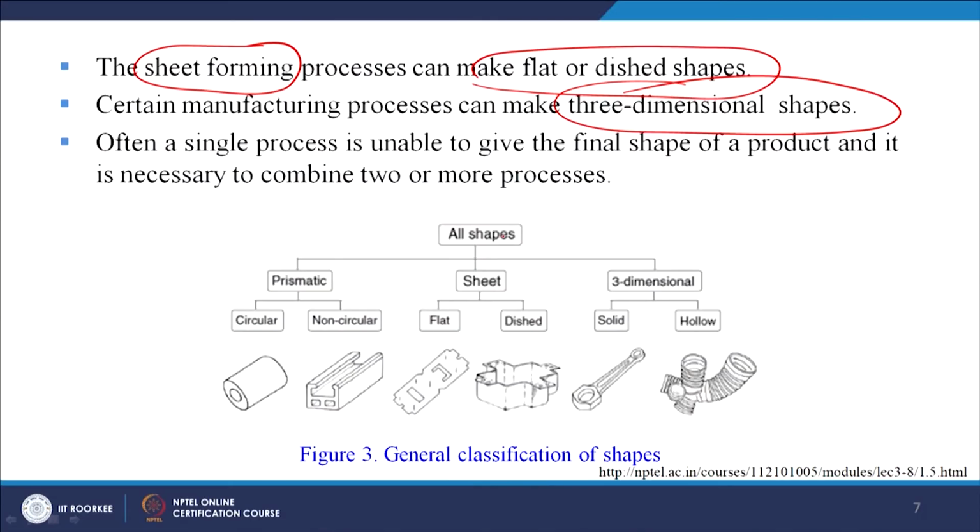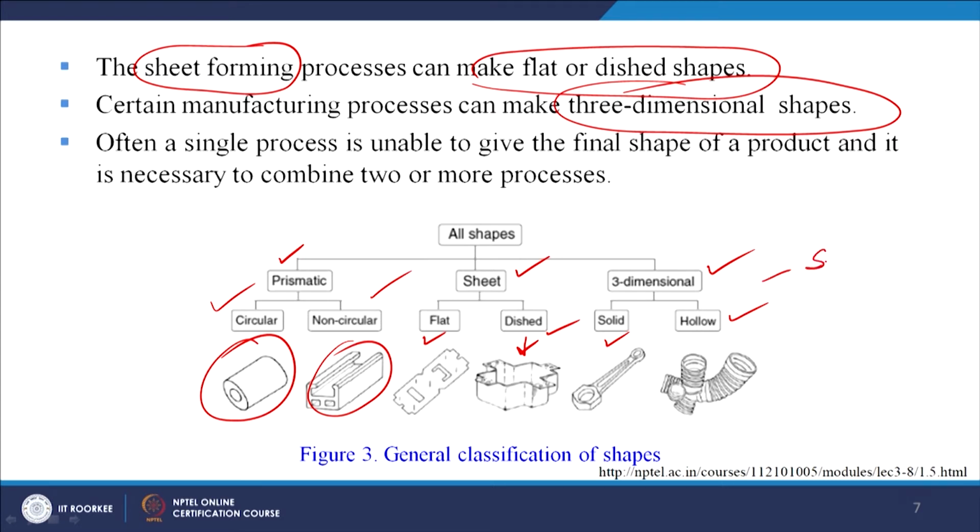You can see all shapes are there. We can have prismatic shapes, sheet, as well as 3-dimensional. 3-dimensional can be a solid shape, it can be a hollow shape. Similarly, sheets can be flat or they can be dished. One example is shown here. Prismatic can be circular, example is given, it can be non-circular, this is the example. So, this is the classification only of the shapes that we usually use for making our products.